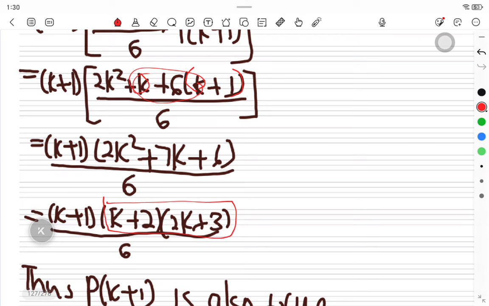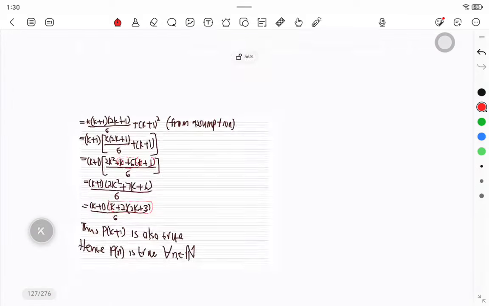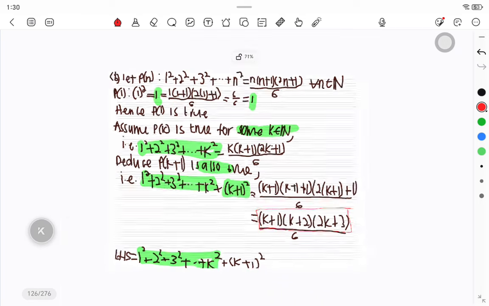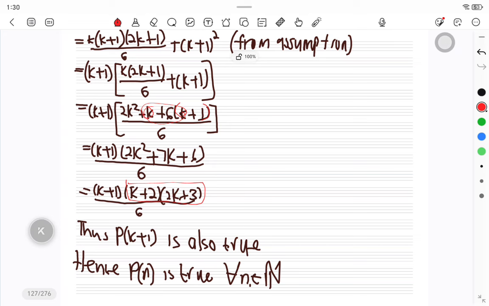Let's go check the right hand side. The right hand side was k plus 1, k plus 2, 2k plus 3 all over 6, which is that k plus 1, k plus 2, 2k plus 3 all over 6. Thus, P of k plus 1 is also true. Hence, P of n is true for all n element of a natural number. I'm sure we see this, right?